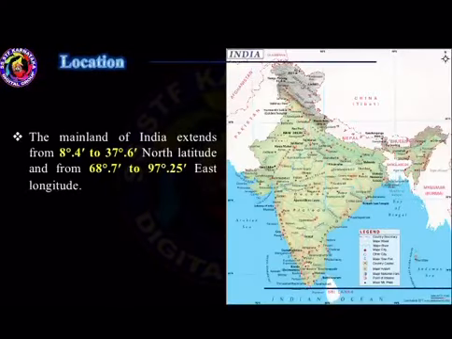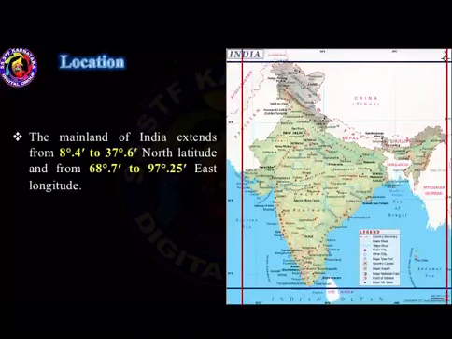Now, when you talk about the exact location of our country, or its latitudinal and longitudinal extent, it is like this. The latitudinal extent starts from 8 degree 4 minutes to 37 degree 6 minutes north, and the longitudinal extent is 68 degree 7 minutes to 97 degree 25 minutes east. Now, students, in the picture you can see there are four lines, two black color lines and two red color lines. The black lines are the latitudes and the red color lines are the longitudes.